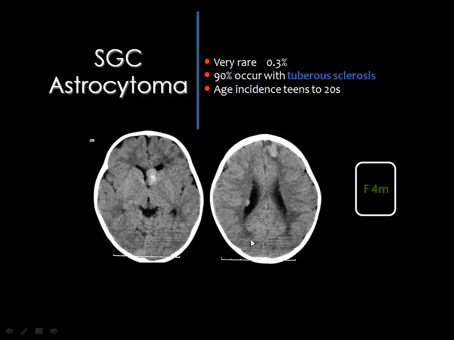And some of the tubers may be seen in the cerebral parenchyma, in the cortex of the brain tissue. And one of the manifestations of tuberous sclerosis is the presence of this tumor in the frontal horn of one of the lateral ventricles near the foramen of Monro.